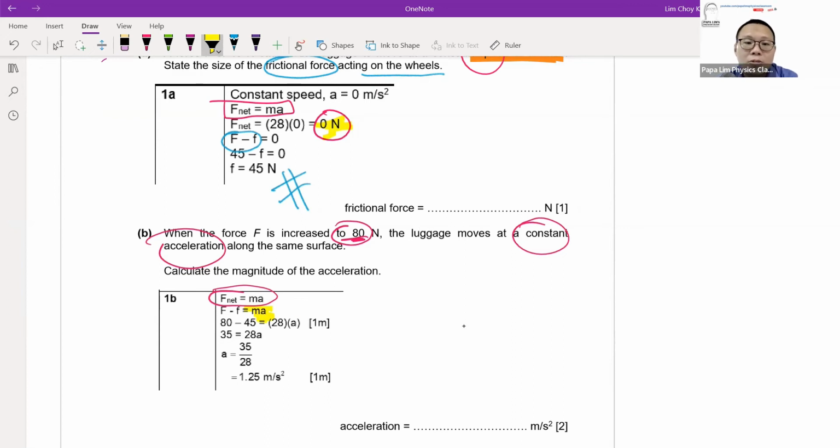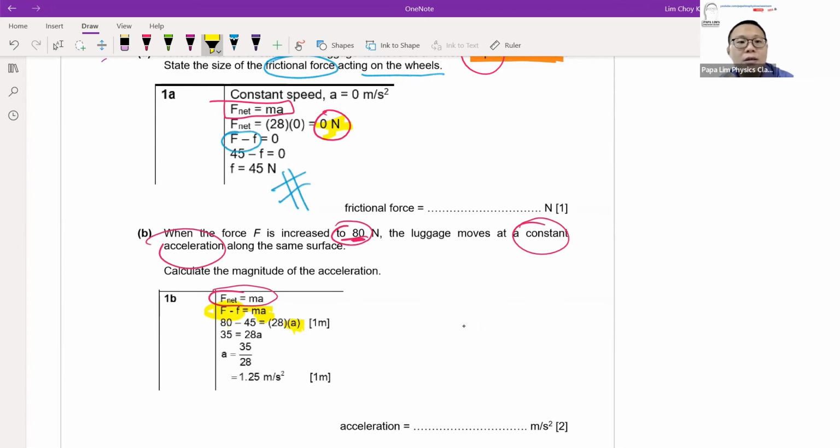Based on the question, you're supposed to find the acceleration of the object, of the luggage. So what happened now is, when I increase the force to 80 Newton, there is an acceleration. If you do the same thing, you look at Newton's second law, you apply net force. Now it is applied force minus the friction. The applied force is 80, and the right side is not 0, it's 28a. 28 is the 28 kg, a is the acceleration.